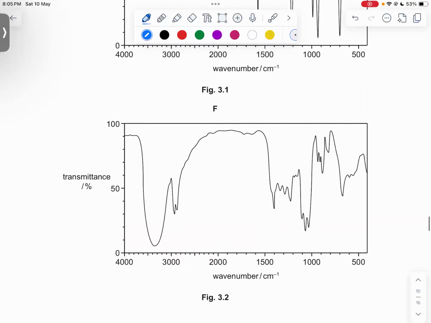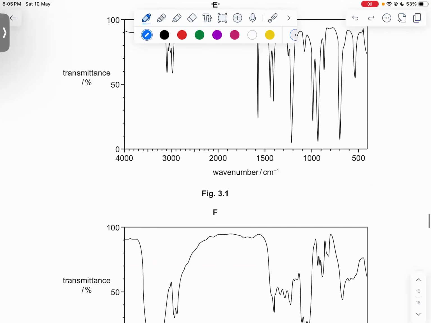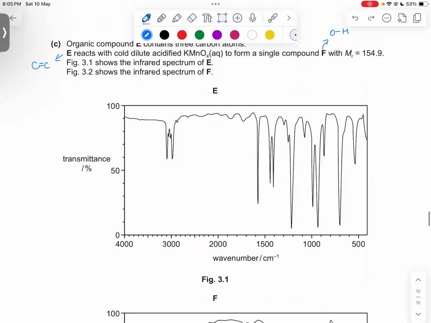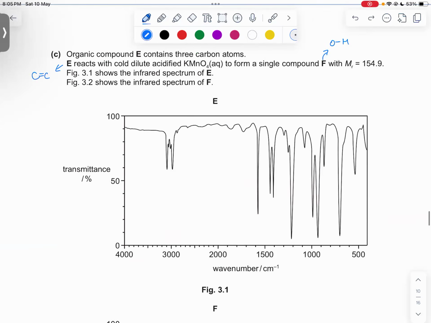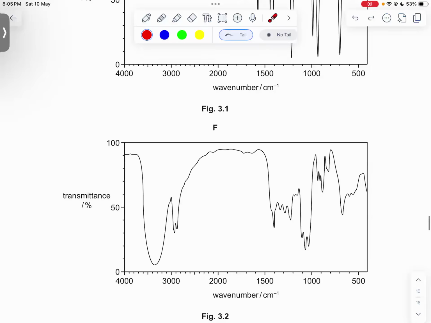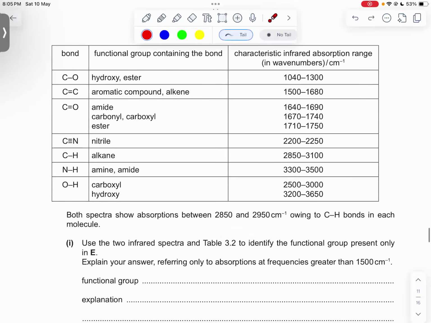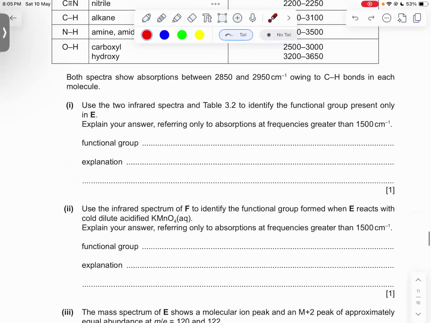And as we can see, we are 100% sure that F has an alcohol, right? Because it has that huge broad peak over here that is of an alcohol, and E does not have that peak, meaning E was not an alcohol before. So whatever happened made E an alcohol. Now let's look at what is going on.